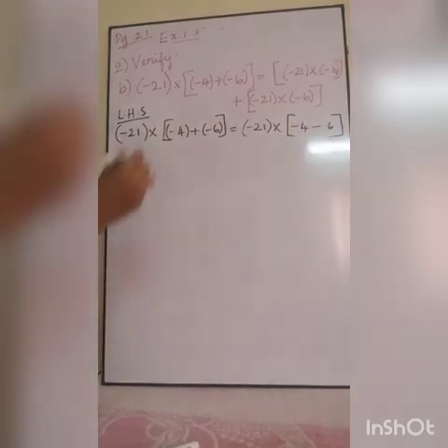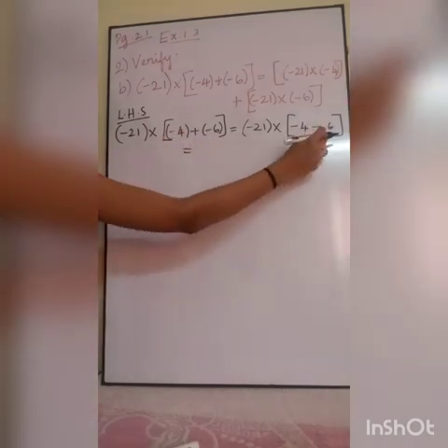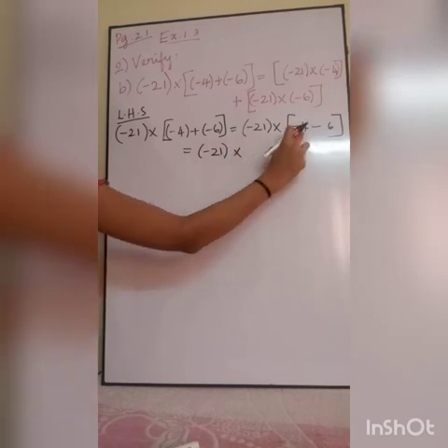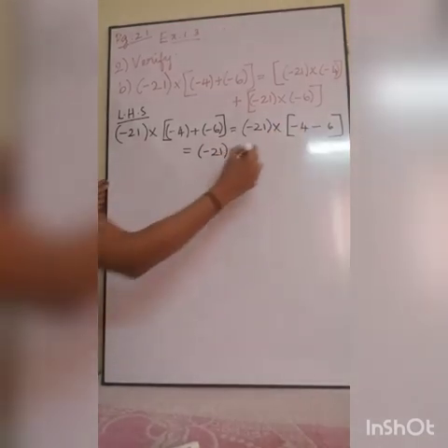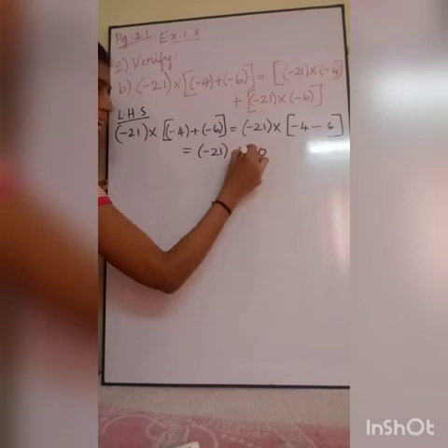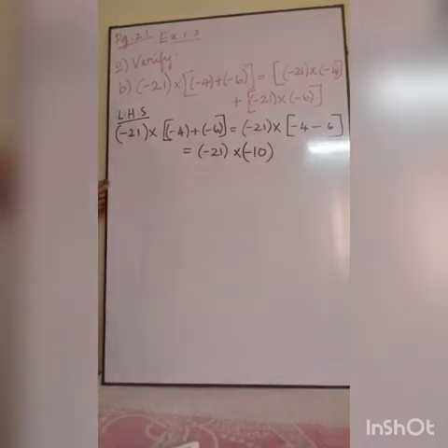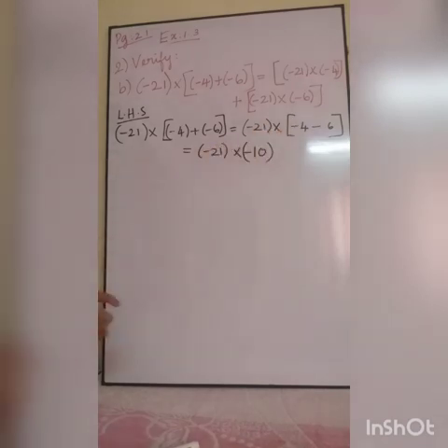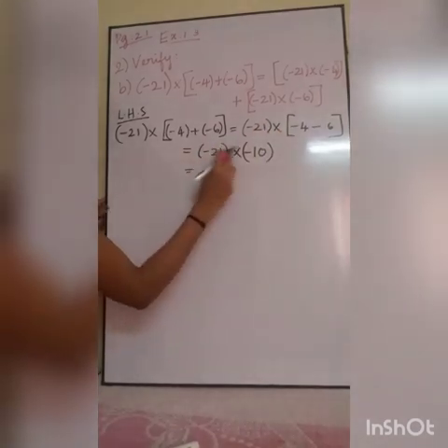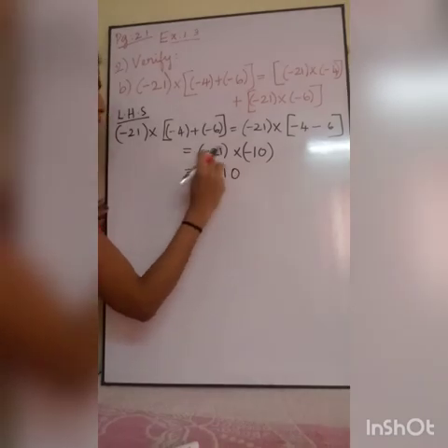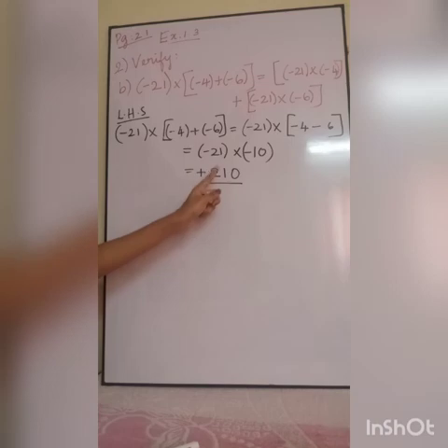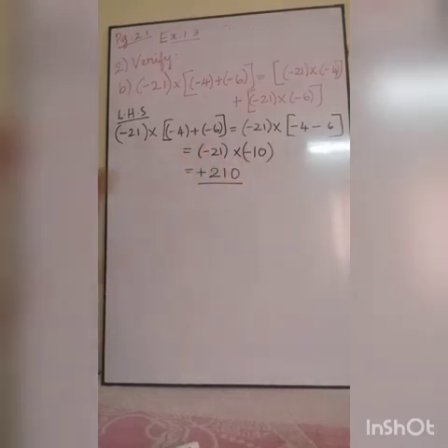Now we understood. Here both have the same sign, so you can add them. So minus 21 you write as such, into minus 4 minus 6 means 10. Minus minus, same sign, so minus 10. Same sign you add: 6 plus 4 is 10, and put the same sign. Now 21 into 10 is 210. Minus into minus is plus 210. So this is my LHS answer.